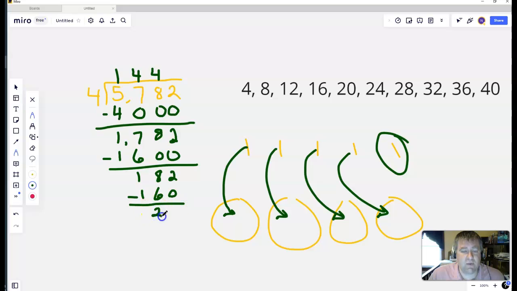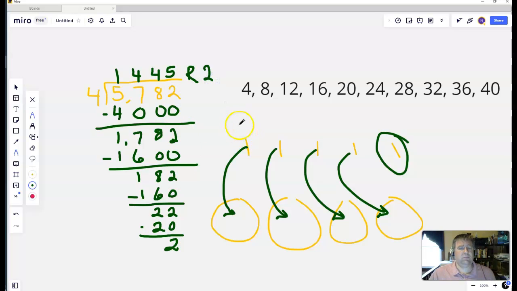Subtract here. We've got 22 now. Now I'm looking at 4 into 22. How many times will 4 go into 22? Well, 4, 8, 12, 16, 20, 24. Whoops, too big. So there it is, 1, 2, 3, 4, 5 4s. That got me to 20, and we end up with 2 left over. So 5,782 divided by 4 is 1,445, remainder 2.